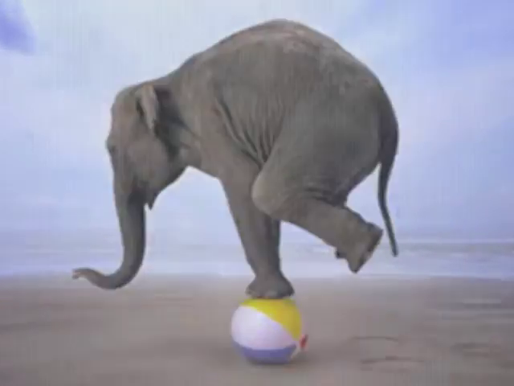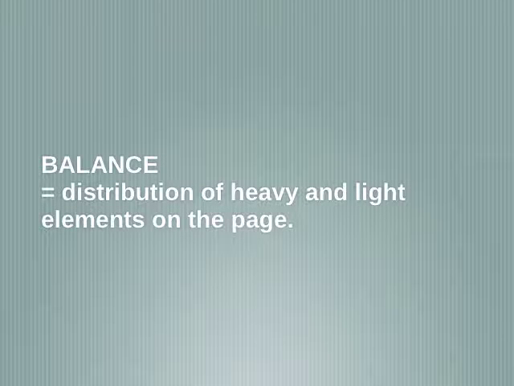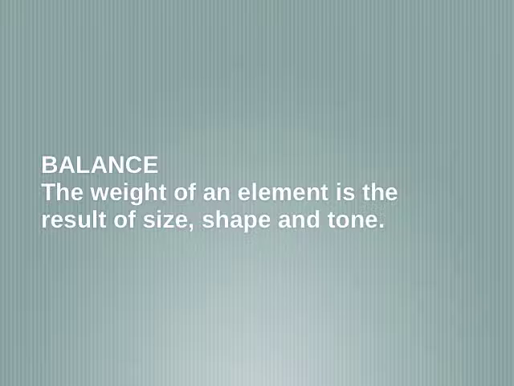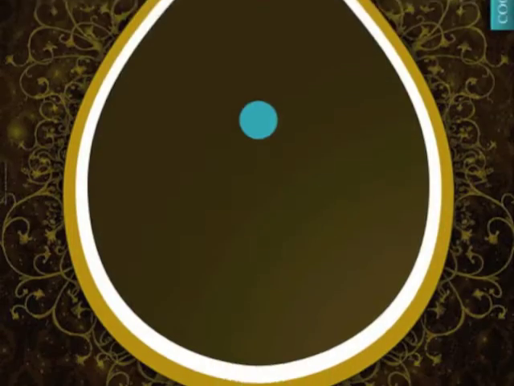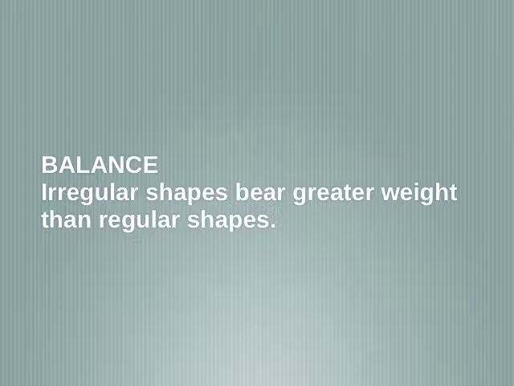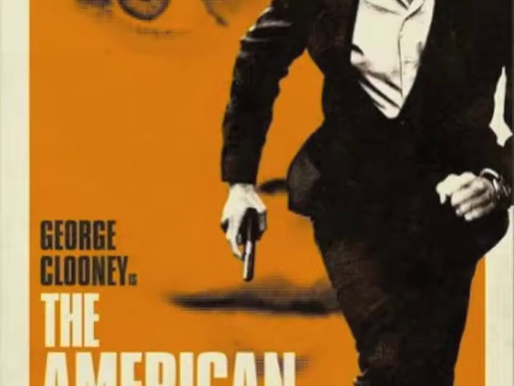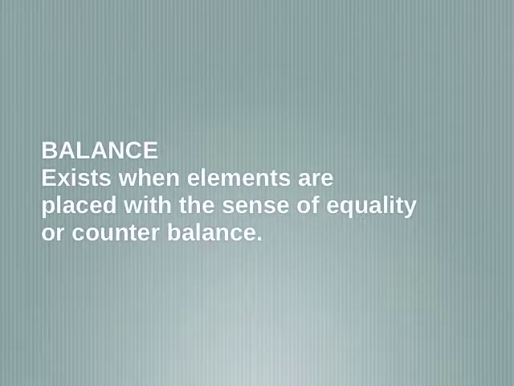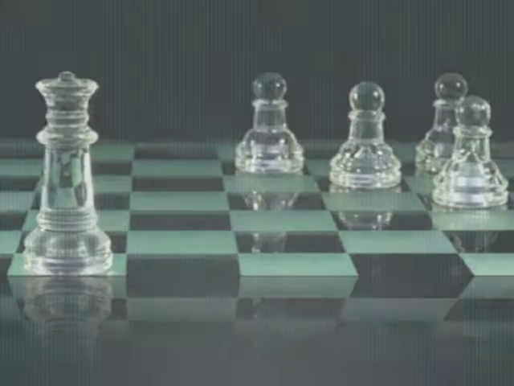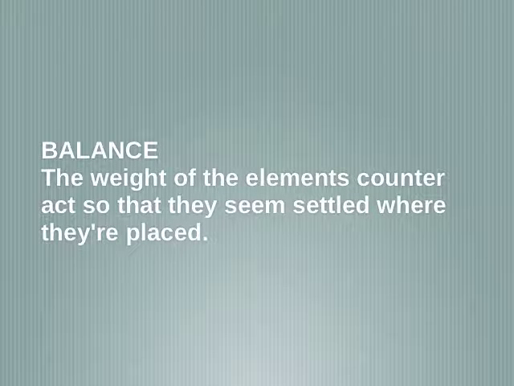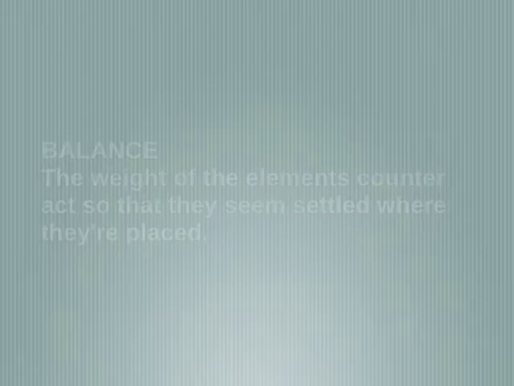Balance. Balance is the distribution of heavy and light elements on a page. The weight of an element is the result of size, shape, and tone. Large elements look heavier than smaller elements. Irregular shapes bear greater weight than regular. Balance exists when the elements are placed with a sense of equality or counterbalance. In other words, the weight of the elements counteract so that they seem settled where they're placed.